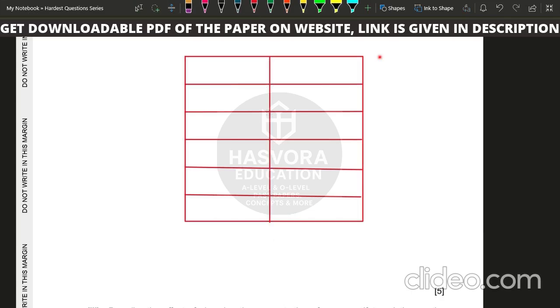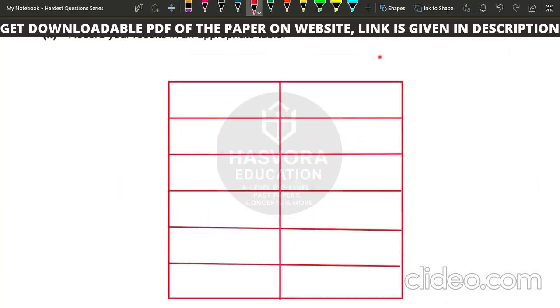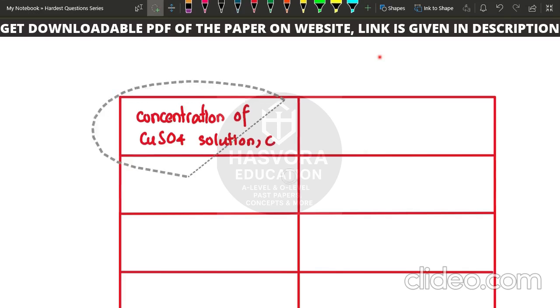So now let's first of all make the headings. What will be the headings? The first heading will be concentration of copper sulfate solution. I'm just writing the formula because I don't have enough space, but in your exam you will write the full form, not any formulas, because this is not the chemistry paper, it is the biology paper. So concentration of copper sulfate solution, which is C, and you also have to mention the units.